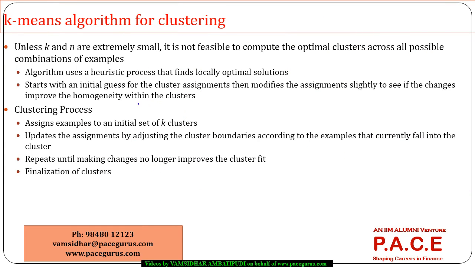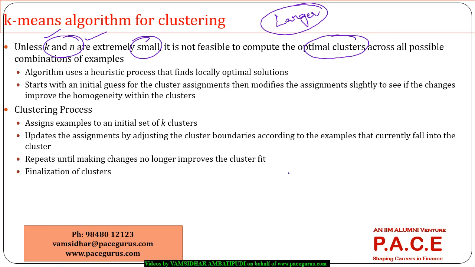So if I look at K and N, where N is the number of examples and K is the number of clusters, if both of them are very small, then I can look at optimal clusters. But if they are slightly larger, it is not possible to come out with an optimal combination, because if they are very small, yes, I will get clear differences.